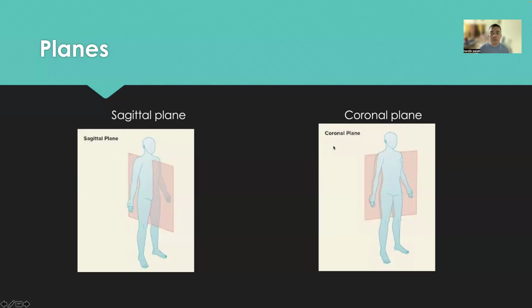The second one is the coronal plane. Same like the sagittal plane, the coronal plane is dividing the body into anterior half and posterior half. Meaning it will divide the body anteriorly and posteriorly. This line will also pass from here. Okay, an imaginary plane which is passing through here and it is dividing your body into anterior and posterior part.